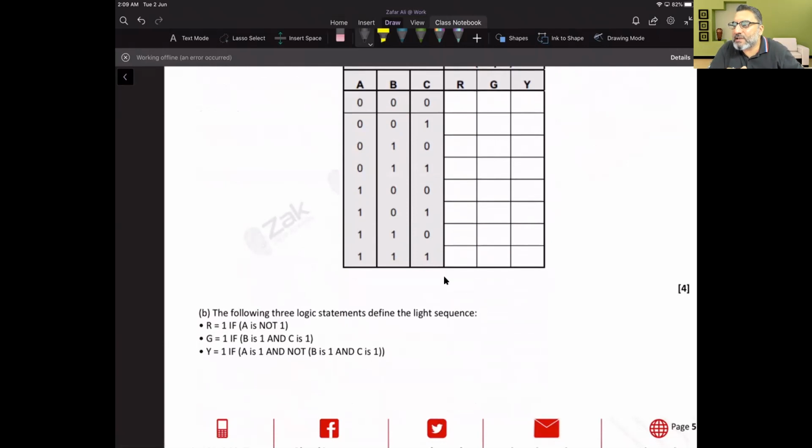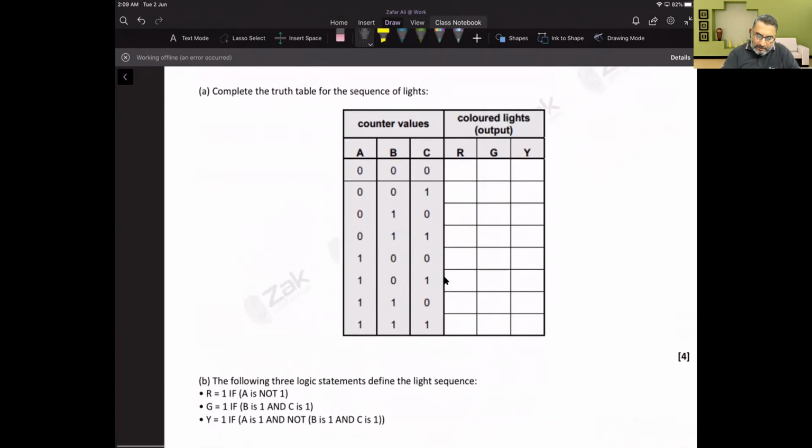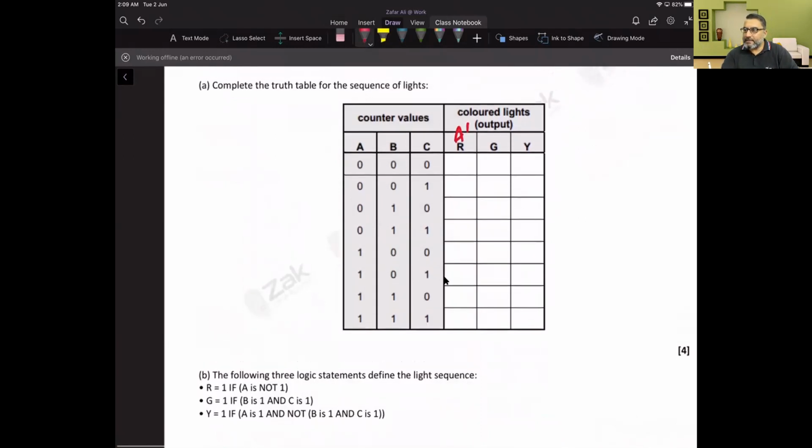So in the second part, it says that R is equal to 1 if A is not 1. So what is R? R is only A naught. Then it says G is equal to 1 if B is 1 and C is 1. So what is G? B and C. And Y is 1 if A is 1 and not B and C. So it means A and B and C whole naught, that is A and G naught. This is very simple.